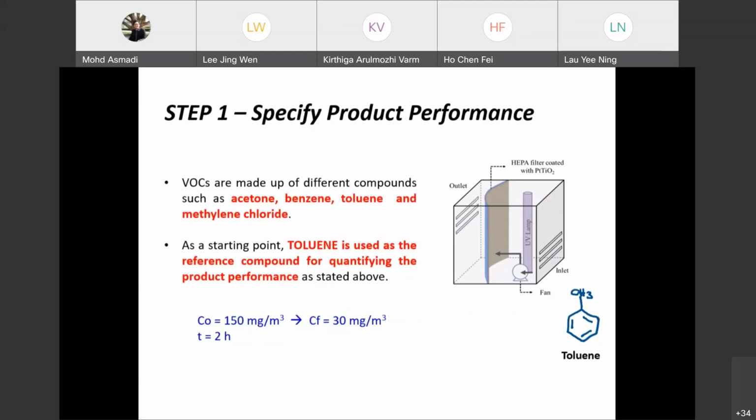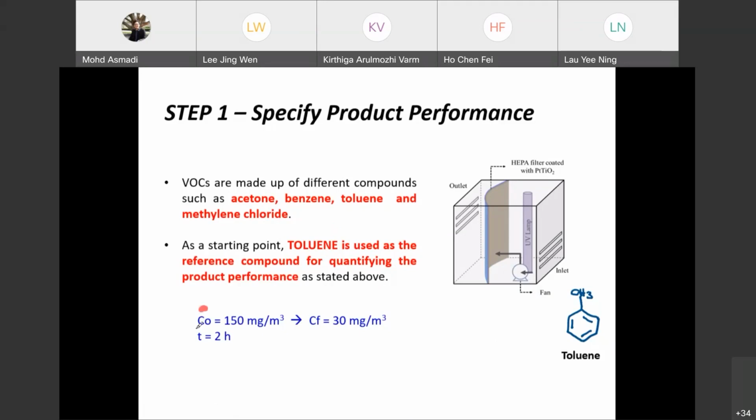Because after you finish designing this, you have to produce the prototype and test it, and then you try with other components which can represent all other volatile organic compounds, VOC. So for the starting point, toluene is used as the reference compound, or model compound, for quantifying the product performance. Please remember these conditions.